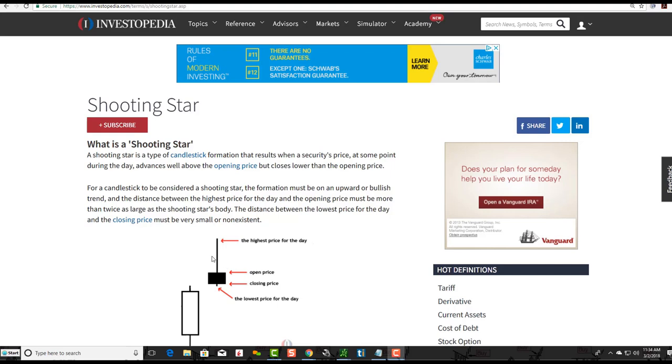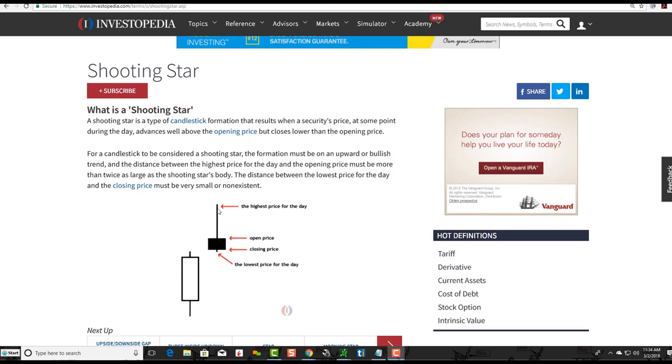So as you can see here, it looks like an upside down hammer, right? An inverted hammer. Just flip it upside down and it would look like a hammer. As you can see, the distance from the high of day to the opening price is about twice as much.